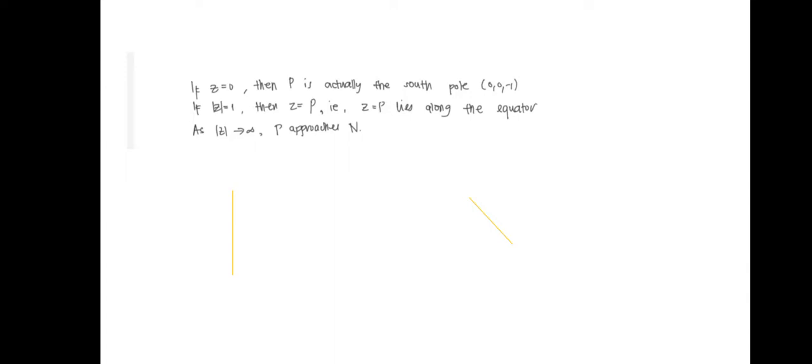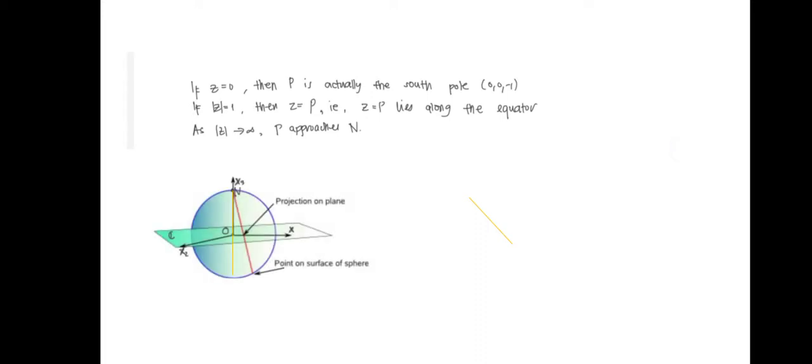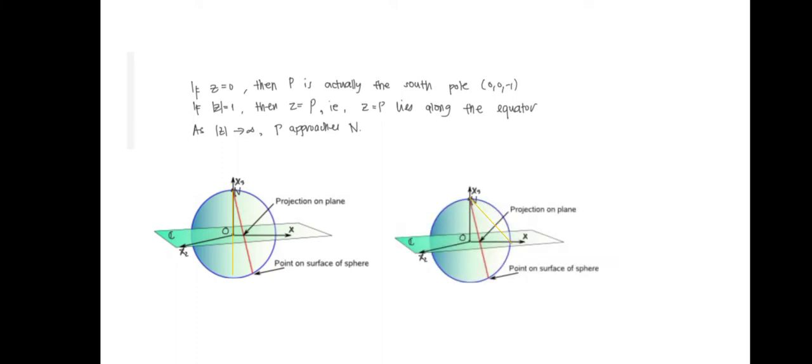Next, if the absolute value of z is equal to 1, then z is equal to P, so that P lies along the equator. As you can see in this figure, there was a yellow line, and our point from the North Pole is connected to the point on the equator. Next, as the absolute value of z approaches infinity, then P approaches N.